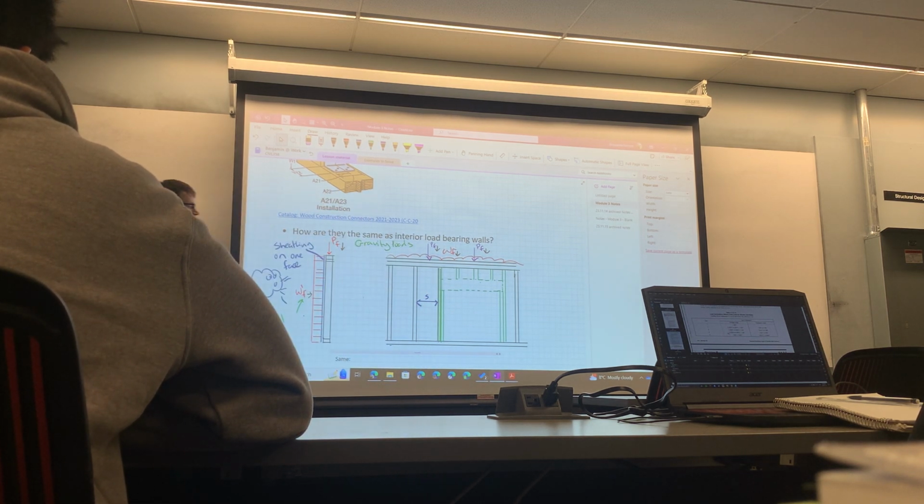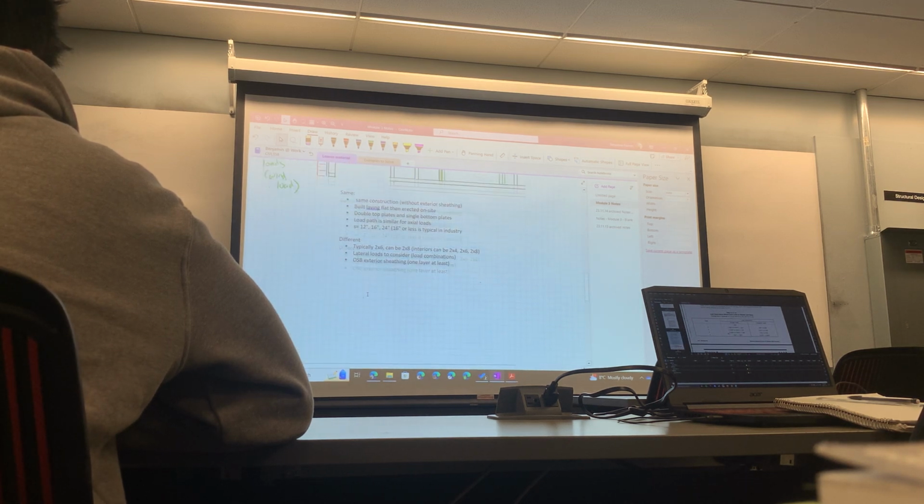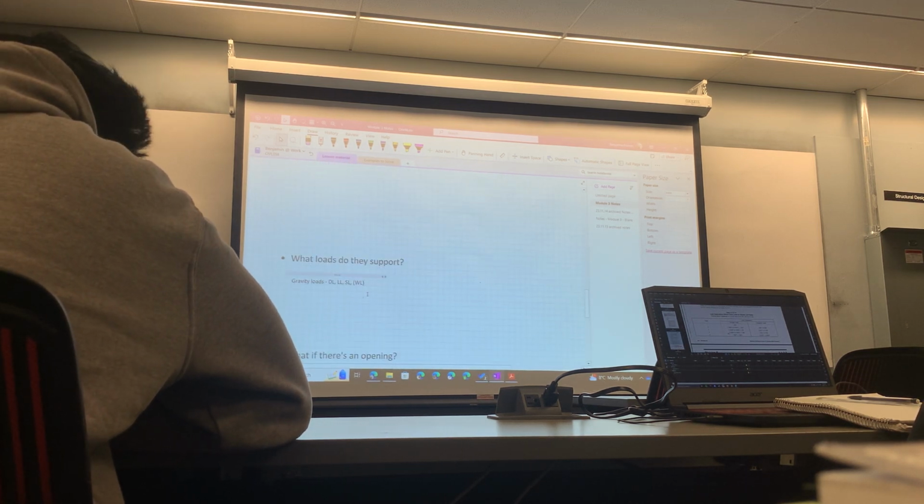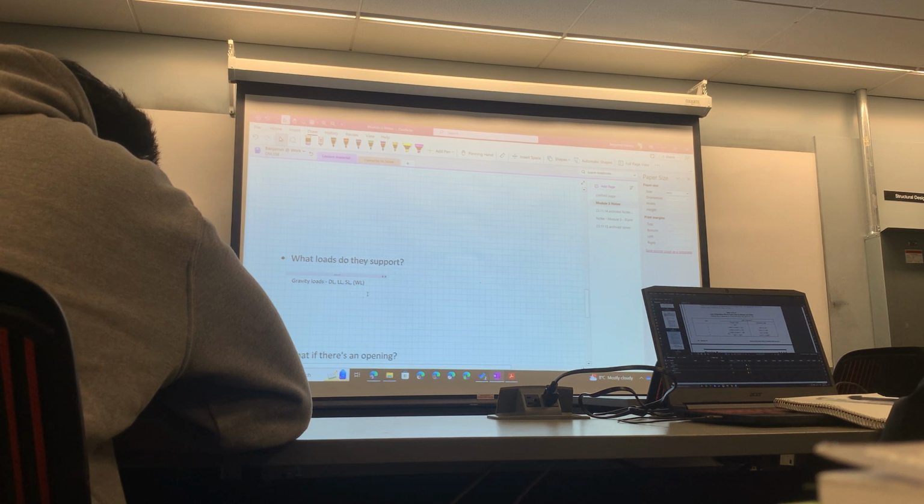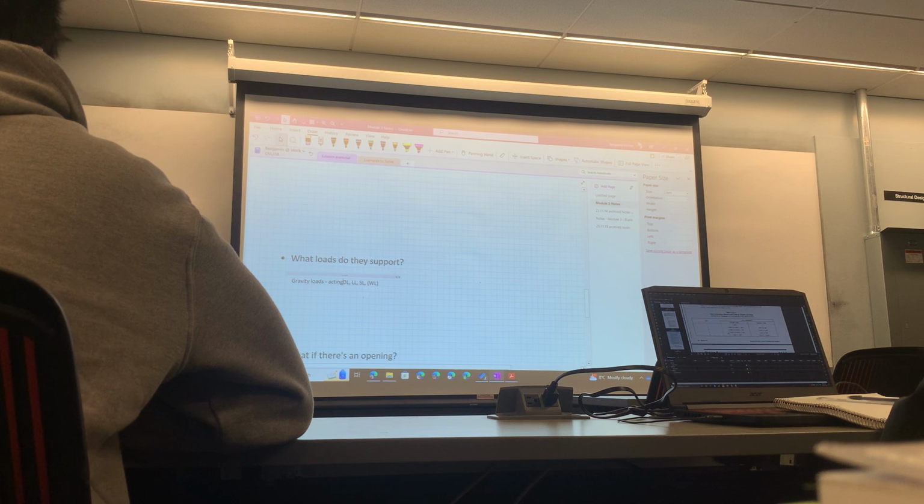So you've got to be careful. Wind can be on the gravity side. When we say gravity, we're talking about loads acting up, down, upwards and downwards.